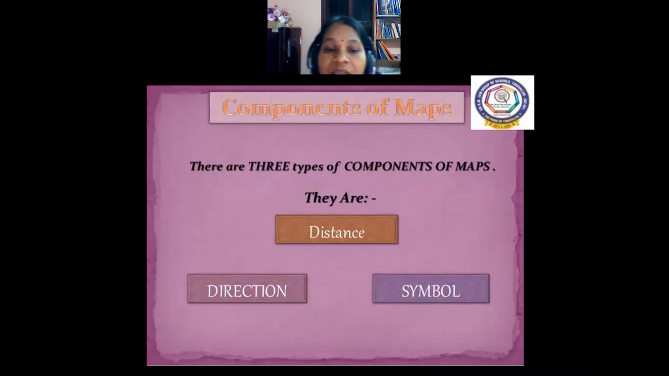There are three components of maps. They are distance, direction and symbol. The three components of the maps are distance, direction and symbol.